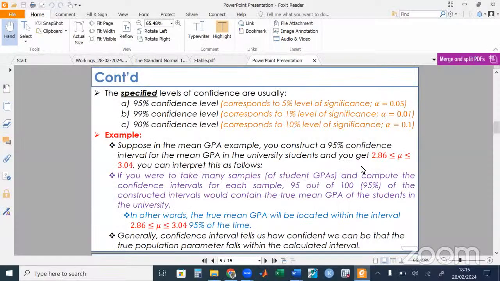We are 95% confident that that is the case. So this is what it means to construct the interval.